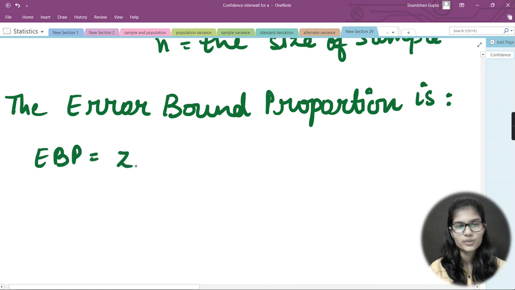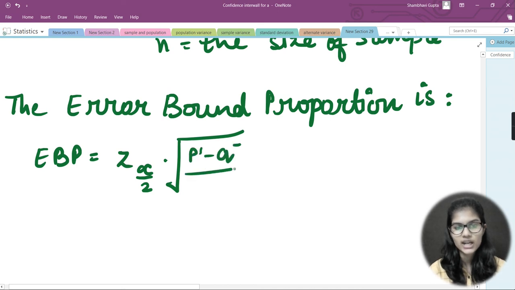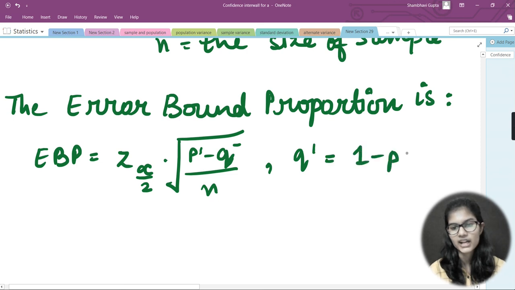EBP is equal to small z of alpha by 2, the same thing which we had seen in the previous videos. Put a multiplication sign, then under root of P dash times Q dash, and make sure, this is Q, upon n. So what is the value for Q dash? Q dash is 1 minus P dash. If you want to find the Q dash value, you subtract the value of P dash from 1. So this is what we have as the error bound proportion here.